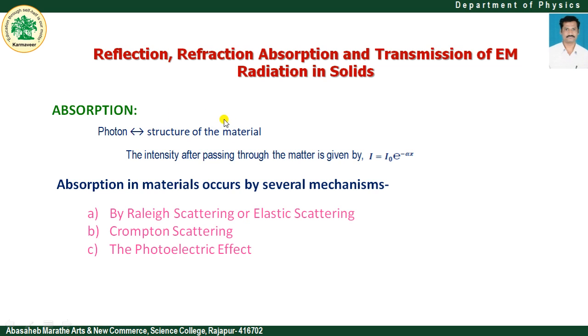The intensity after passing through the matter is given by I equals I naught e raised to minus alpha x.